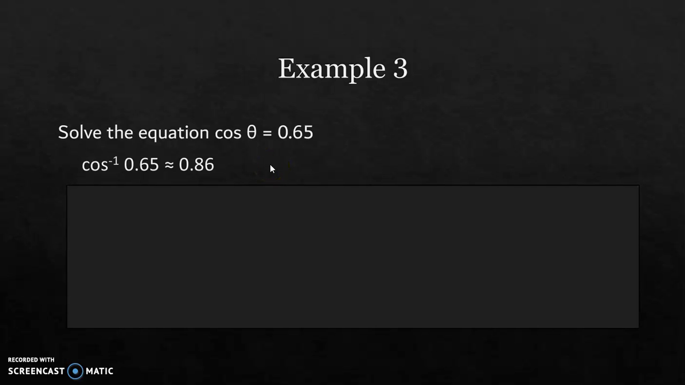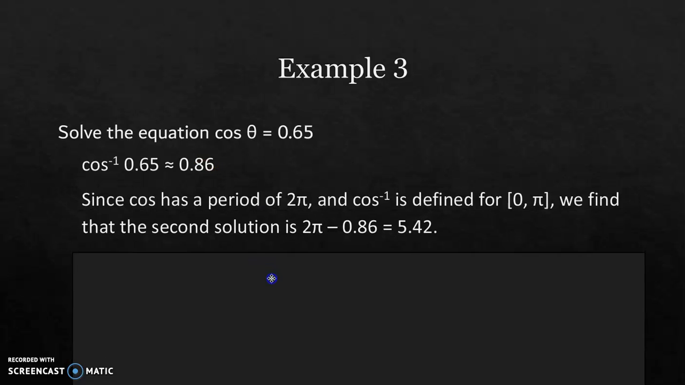Now, remember, cosine can have 2 possible answers on our unit circle. Okay, this is a positive value for cosine. The places where cosine is positive is quadrant 1 and quadrant 4. So I need a quadrant 4 angle that would also have the same cosine. So I'm going to subtract from 2 pi.